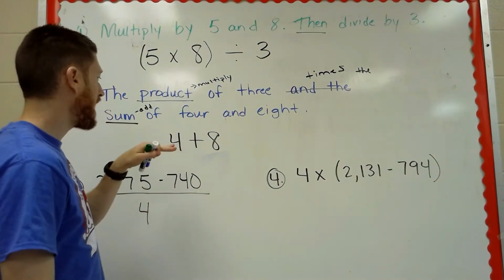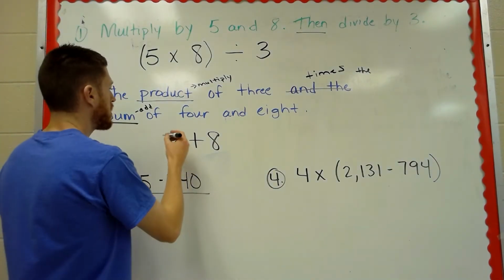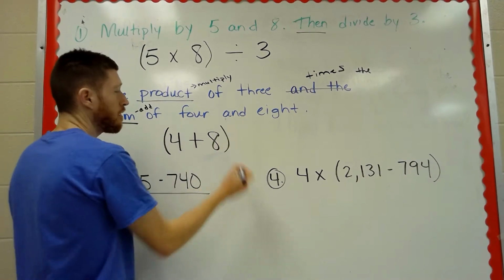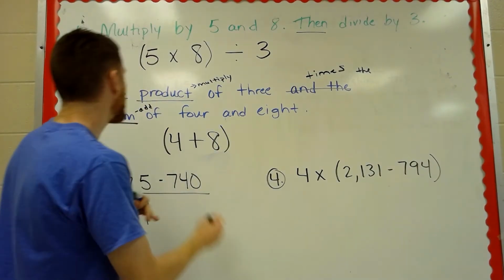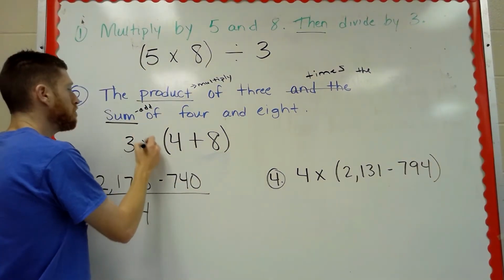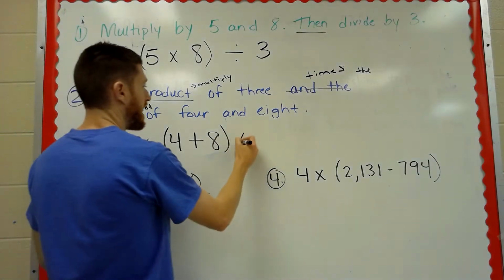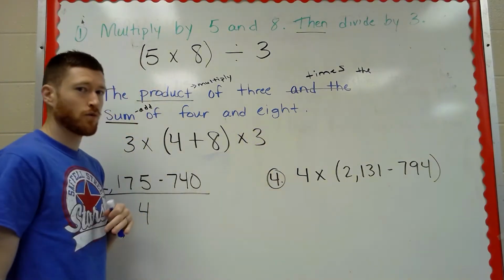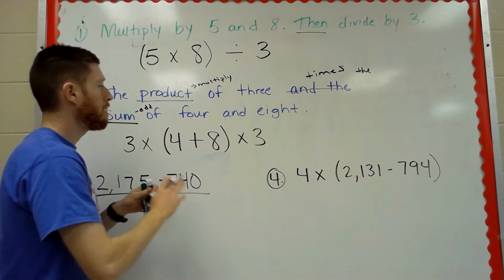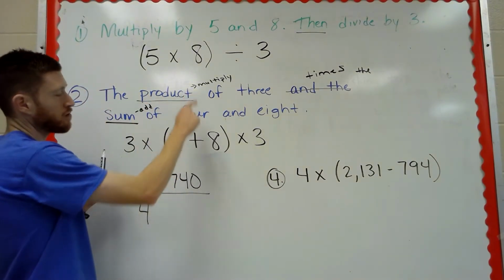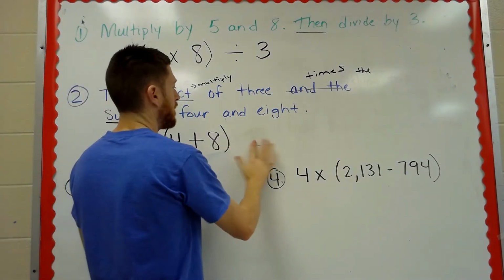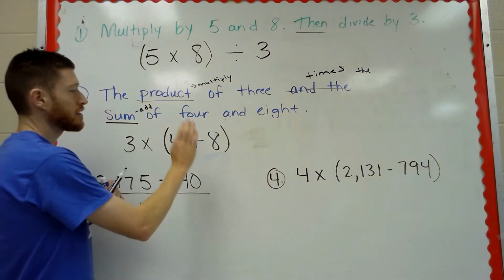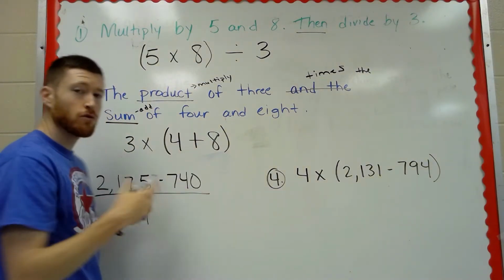So this one is tricky. You want to put the 4 and 8 in parentheses, and then you could either put the 3 times in the front, or you could put the times 3 in the back. Okay, it really doesn't matter, all right? But for this one, because this did come first in the wording, we'll just leave the 3 times in the front there. So 4 plus 8 would be 12, and then you would do 3 times 12, okay?